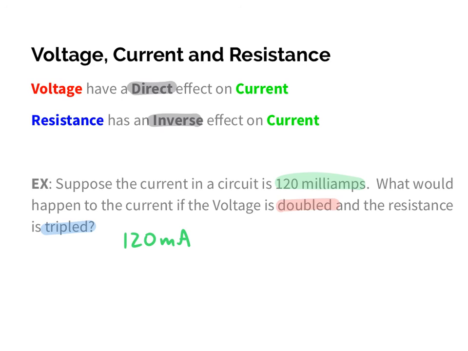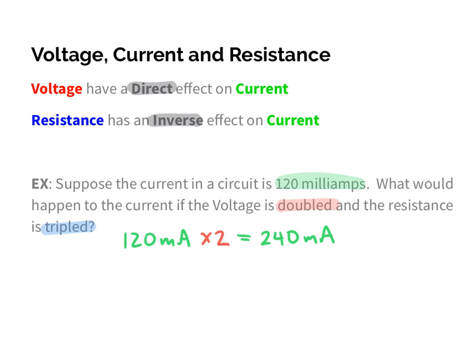Okay, if I were to double the voltage, doubling the voltage is going to have a direct effect on the current, which means whatever I do to voltage, the same thing is going to happen to the current. So if I double voltage, I'm going to take my current and double it. So what that would give me is 240 milliamps. More energy means more current.